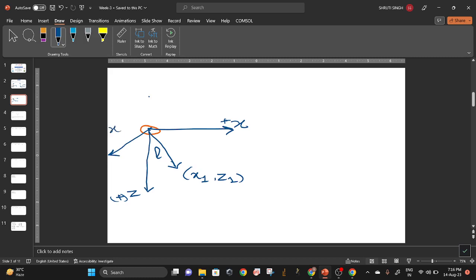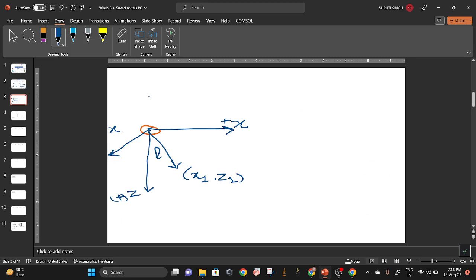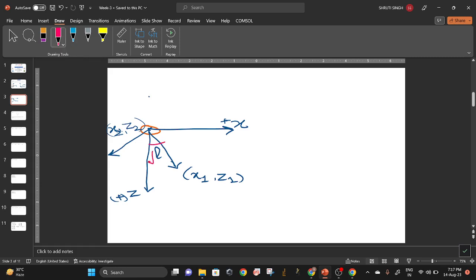Let me check once. Okay, clockwise rotation. Fine. This one is x2, this is z2. Now, as it was done in the course, we will try to do that and see if we end up with the same answer. I did it the other way, the way I was showing you in the first slide. So this angle we will take as alpha. This angle will be theta minus alpha.